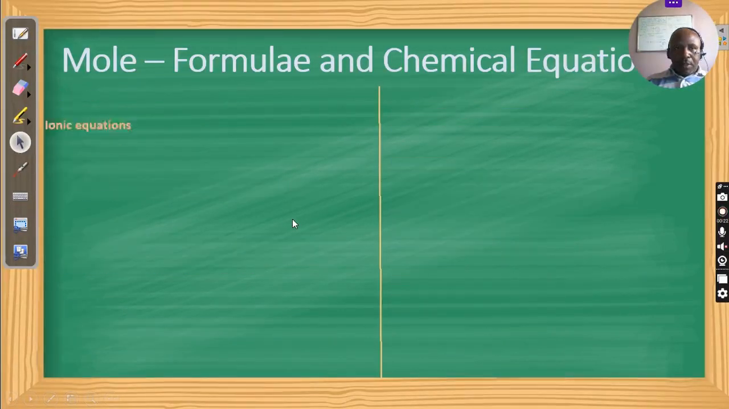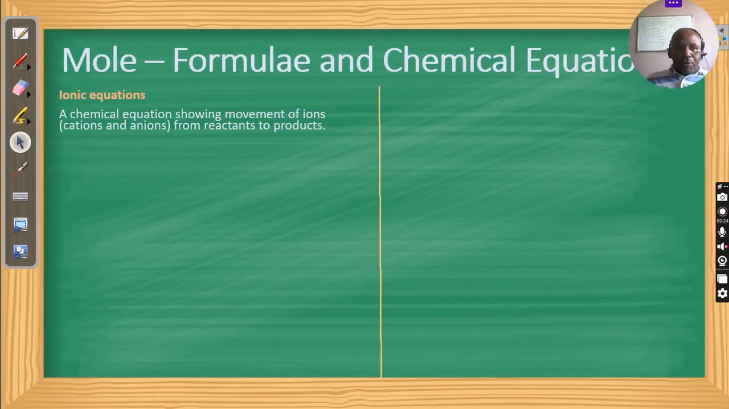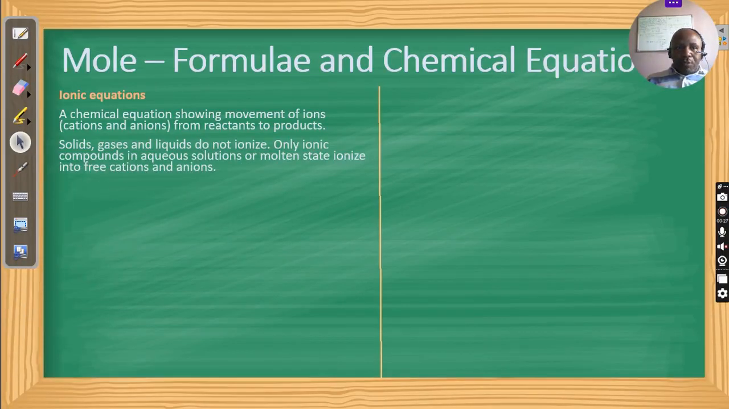So the next subtopic is about ionic equations. What are ionic equations? Remember, in this topic we are covering both the mole concept and ionic equations. An ionic equation is a chemical equation showing movement of ions, that is cations and anions, from reactants to products. Remember that solids, gases and liquids do not ionize. The only items that ionize are compounds in aqueous solutions or in molten state.